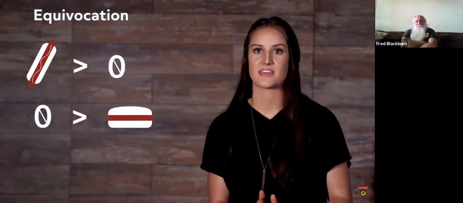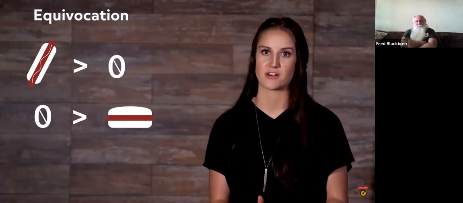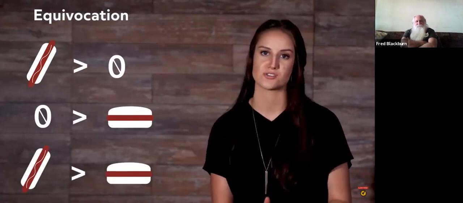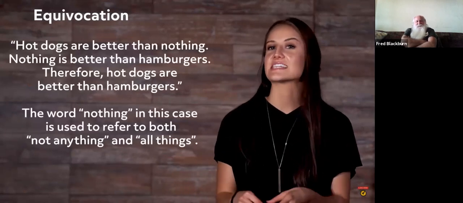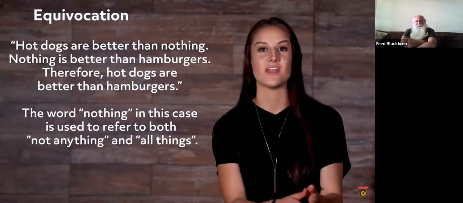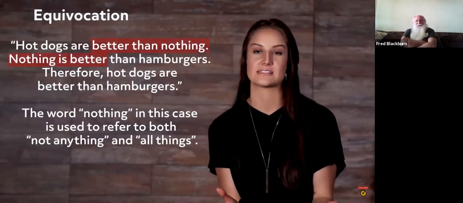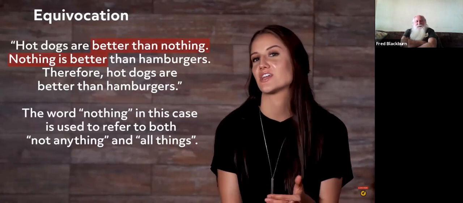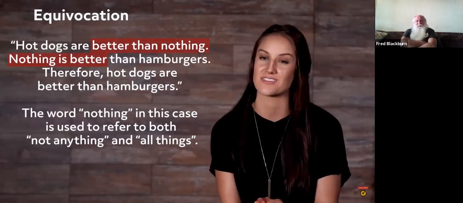Here's an example. Hot dogs are better than nothing. Nothing is better than hamburgers. Therefore, hot dogs are better than hamburgers. The word nothing in this case is used to refer to both not anything and all things. It's important to precisely define your words and be consistent with their usage.